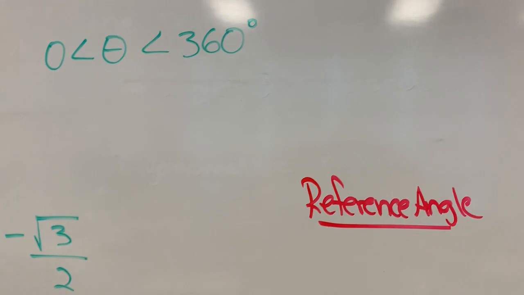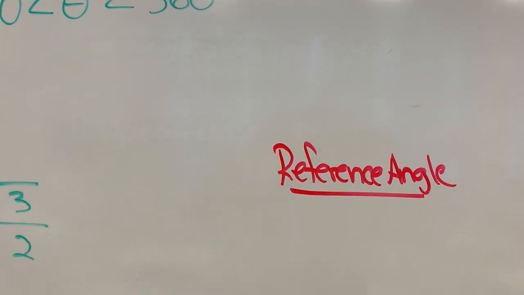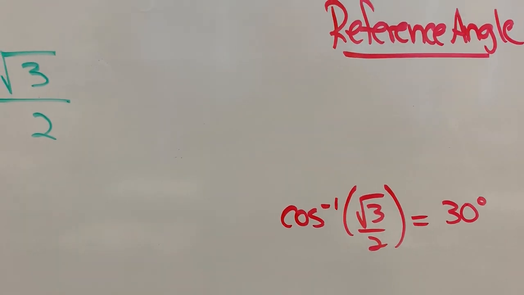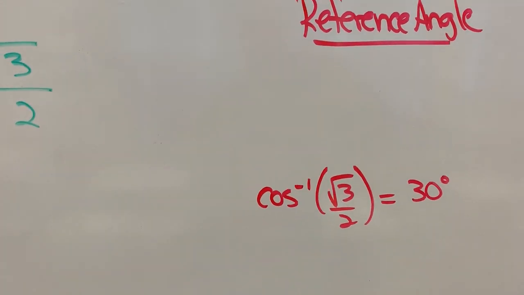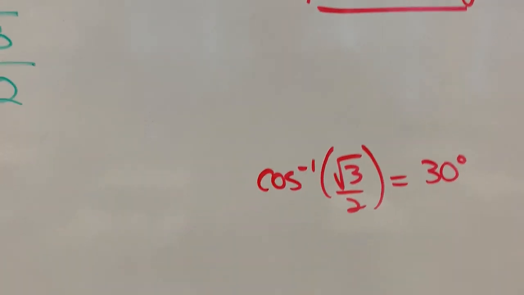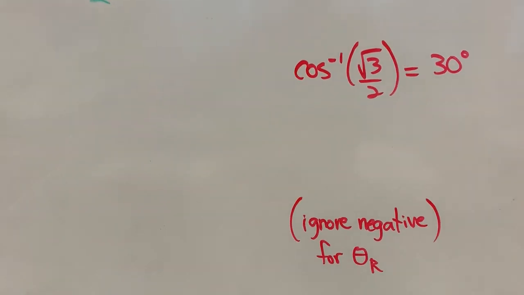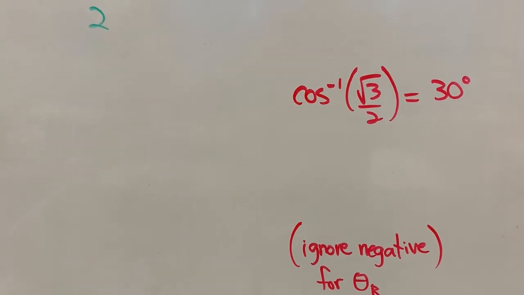So for the reference angle, what I'm going to do is do inverse cos of root 3 over 2. And this is why that number might have looked familiar to you, because this is actually just a 30-degree angle. Notice I intentionally ignored the negative. Don't put the negative when you're finding the reference angle. You'll save yourself a lot of grief.